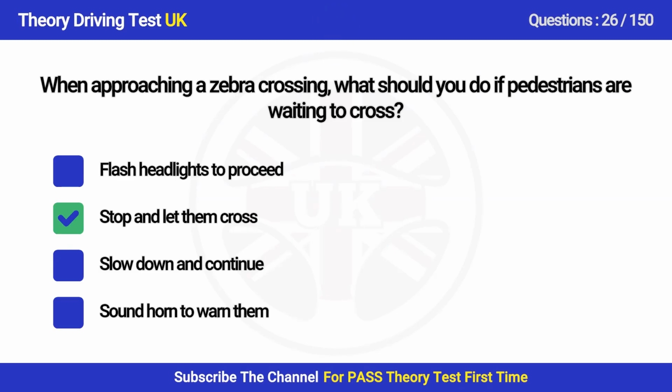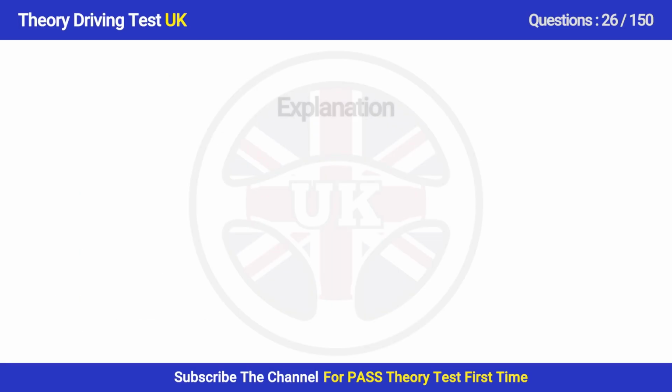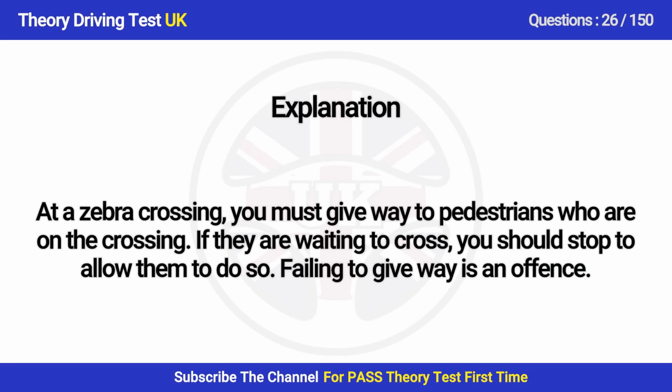Answer is B. Stop and let them cross. At a zebra crossing, you must give way to pedestrians who are on the crossing. If they are waiting to cross, you should stop to allow them to do so. Failing to give way is an offense.